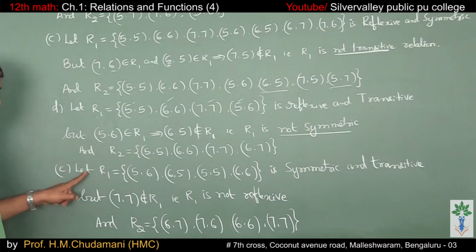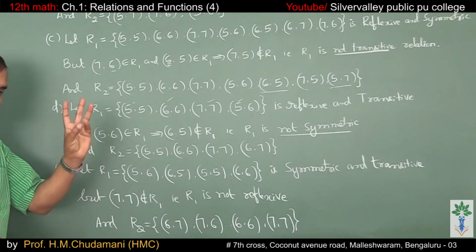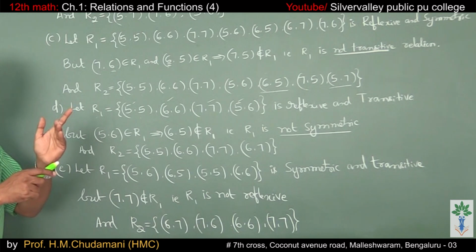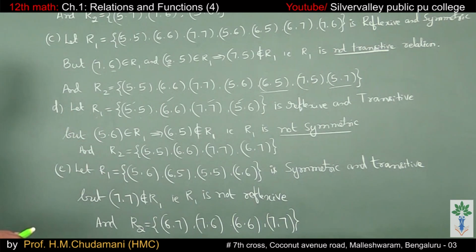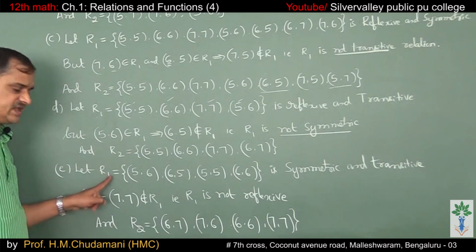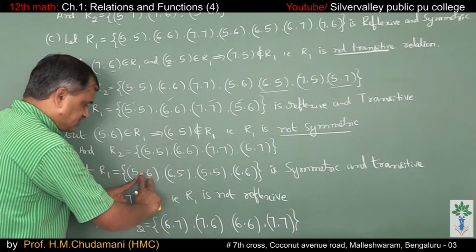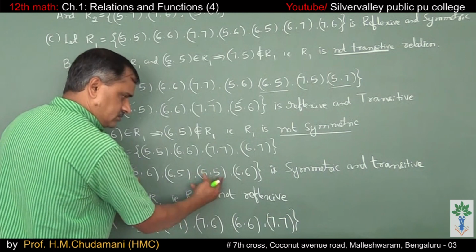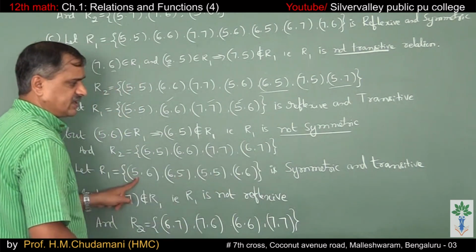Next, I want only symmetric and transitive but not reflexive. Not reflexive means if any of the ordered pairs 5 5, 6 6, 7 7 is removed from the relation, it becomes not reflexive. So let us take R1 equal to 5 comma 6. 5 comma 6 means 6 comma 5 must be there if it is to be symmetric. 5 comma 5, the ordered pair, revert it, 6 comma 6 it is there. So it is symmetric.